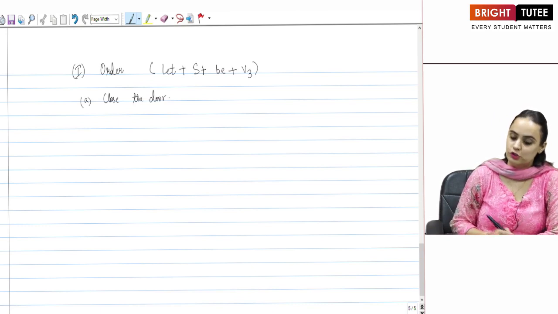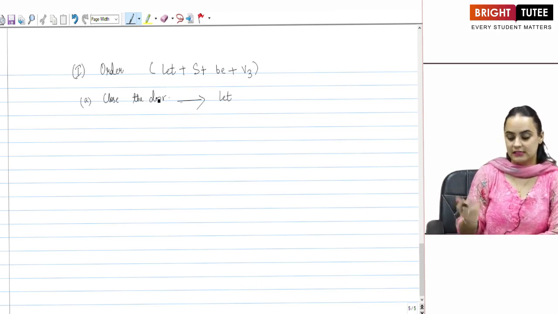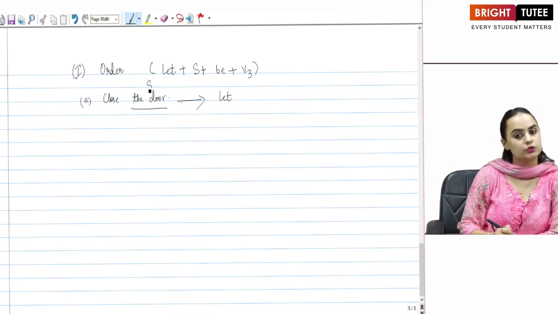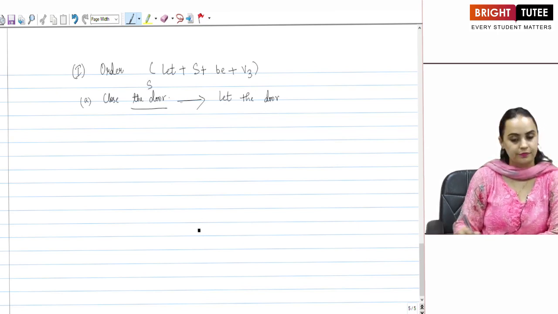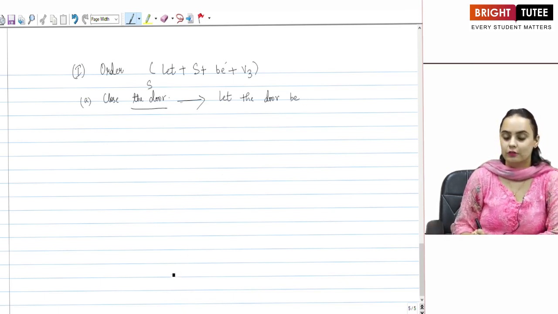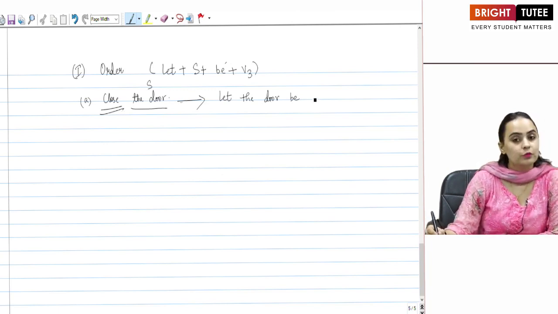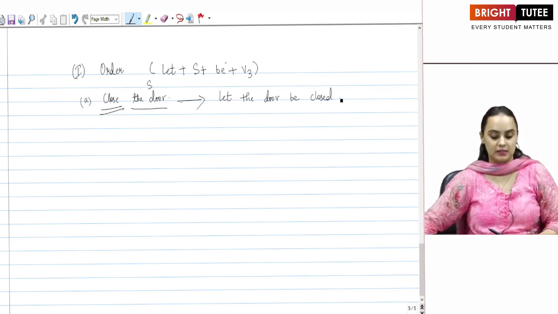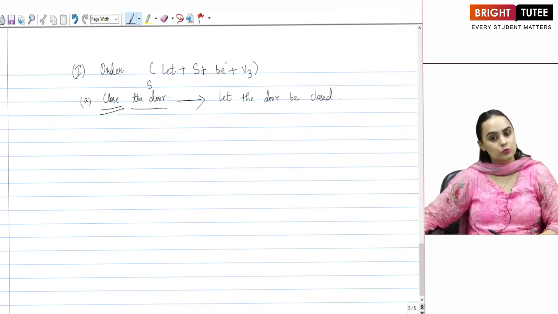When I have to change it to the passive sentence, what do I have to do? I first have to write let. What is the subject? What am I talking about? The door. So, I will write my subject, which is the door. What do I add next? Be. And then the third form of the verb. What is my verb? Close. So, third form of the verb close is closed. So, the passive sentence of close the door becomes let the door be closed.